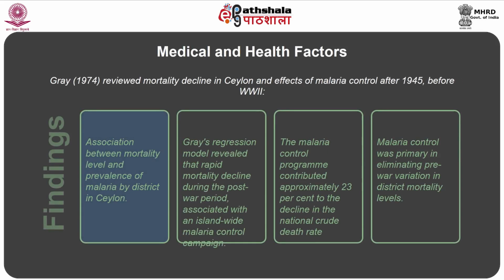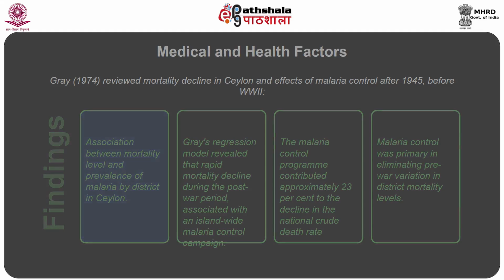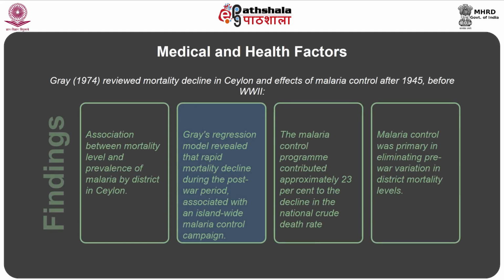The reappraisal of the decline of mortality in Ceylon, with special reference to the effects of malaria control after 1945, was brought out by Gray R.H. in 1974. He has mentioned clearly that before the Second World War, there was an association between the level of mortality and the prevalence of malaria with respect to various districts in Ceylon. His regression model revealed that there was a rapid decline in mortality during the post-war period, which was associated with island-wide malaria control campaigns.